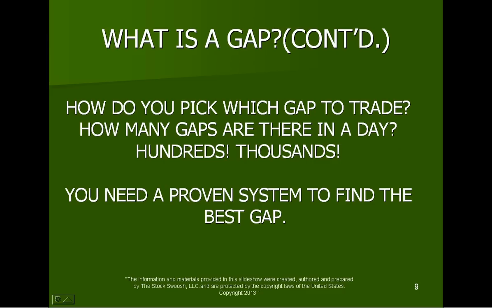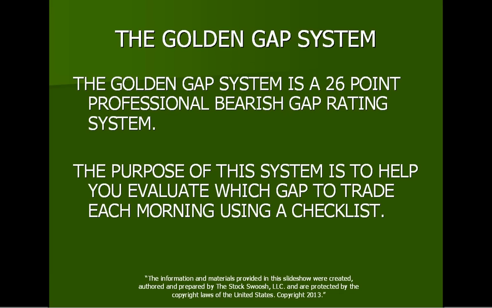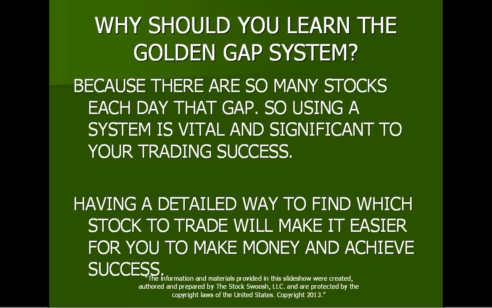Why? Because there are so many. Even if you bought a scanner to look for the gaps, there's just tons and tons of them. So what I teach is a way to find these gaps, and I call it the Golden Gap System. It is a 26-point professional bearish gap rating system, and the purpose of this system is to help you evaluate which gap to trade each morning using a checklist, and this is essentially my trading plan. I made this for myself, and then I decided to teach it to people. So this is my business plan for my trading. I get up in the morning, and I rate gaps using a checklist.